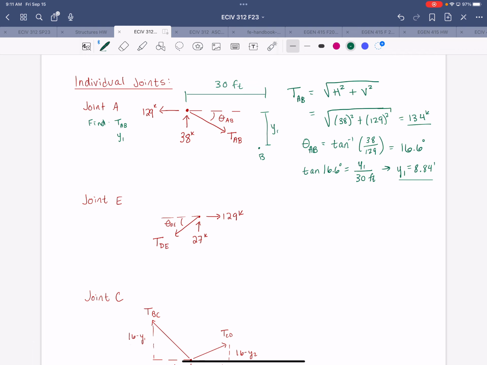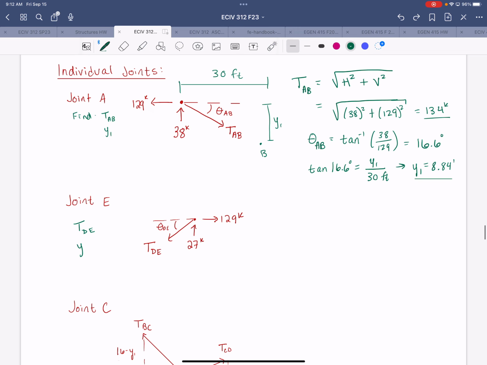So now we'll go over to joint E, because that's the other easy one to start with since we know the reactions at E. Here we want the tension in DE and the vertical distance to point D, which we'll call Y2. So point D, if we put it down here, extrapolate that out, that vertical distance is Y2. This horizontal distance was given as 40 feet from D to E.